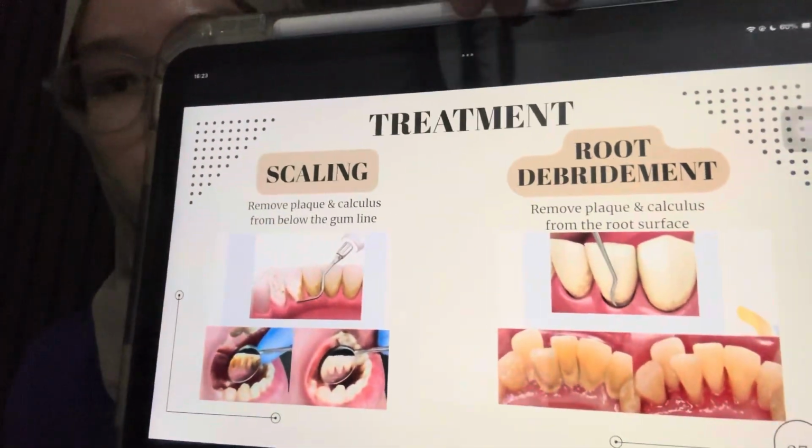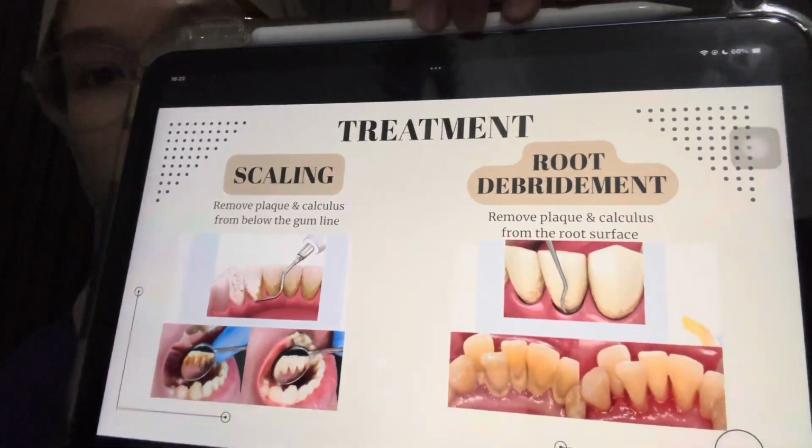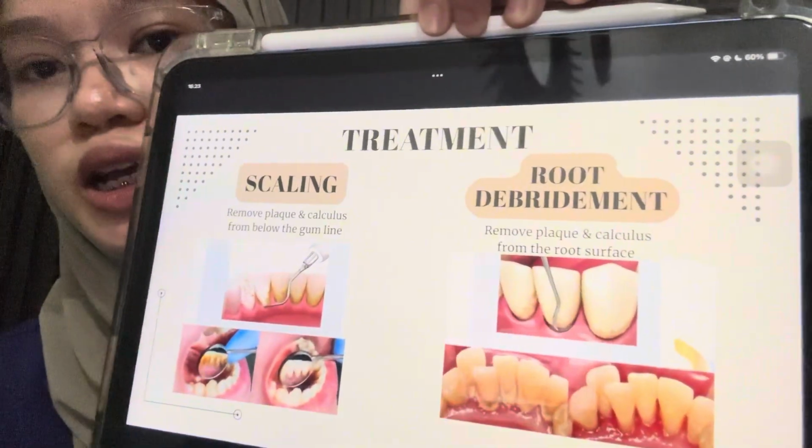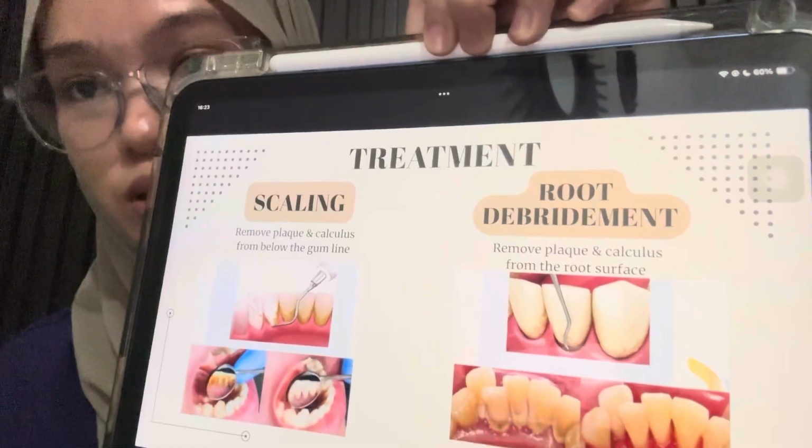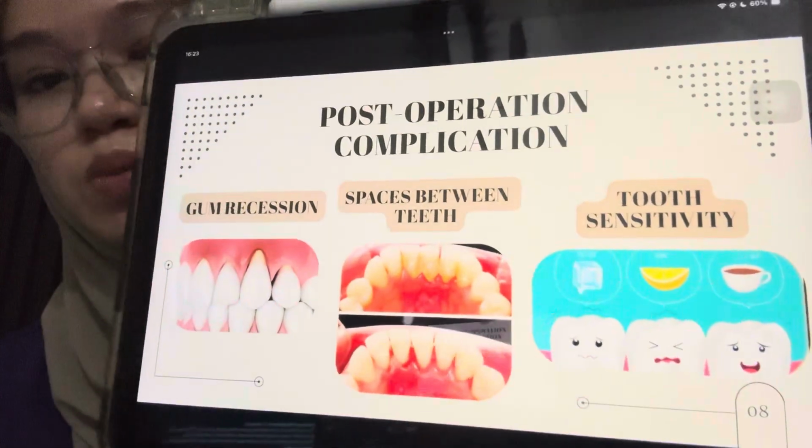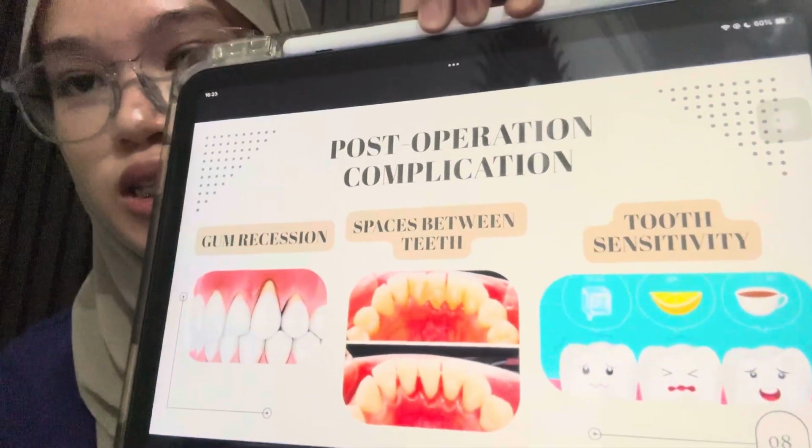So now I'm going to explain to you about the periodontal treatment that we will provide. The first one is scaling to remove plaque and calculus from the gum line. The second one is root debridement to remove plaque and calculus from the root surface. After this treatment, you will need periodontal visits, usually every 3 to 6 months, depending on your condition. You may also have some post-operative complications, which are gum recession, spaces between teeth, and tooth sensitivity.